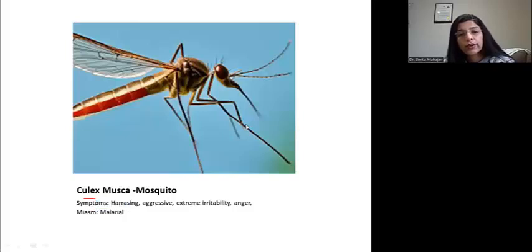Culex, mosquito. These symptoms are harassing. They have extreme irritability and anger, and they are very aggressive. What is the miasm? We already know that it is malarial miasm, because the patient feels harassed. I mean, you will also feel harassed if the patient is in your clinic. So it is that kind of personality. It's extremely irritable and they're harassing.